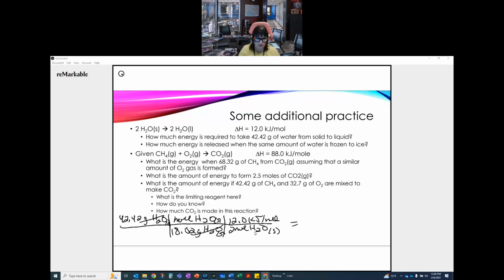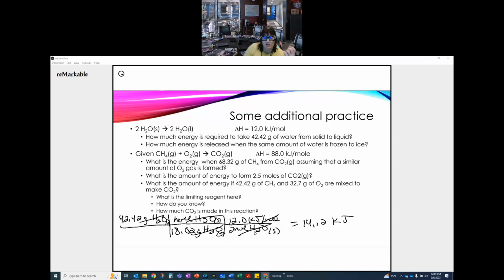And that will tell me how much energy I require to convert this amount of material. So that 42.42 divided by the 18.02 tells me that I'm converting 2.35 moles, which I then multiply by 12 and divide by 2. And that tells me that it's 14.12. And of course, that's kilojoules. Okay. Awesome. That was fun. Questions about that? Cool.